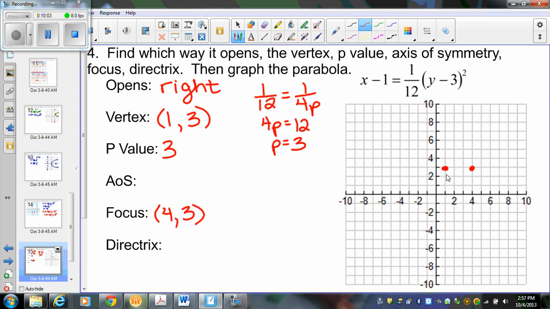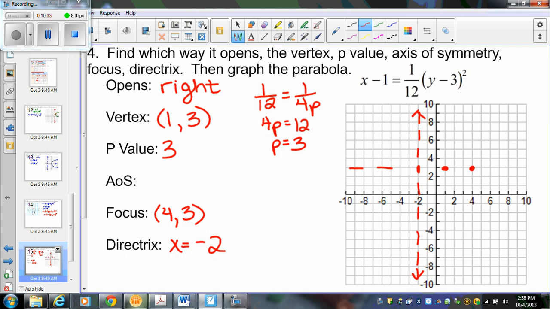Then for my directrix line, I'm going to go back to my vertex, and I'm going to go -3 in the x direction and draw that line. And so that equation, since it's vertical, remember it's x equals, and what does x equal? Well, it goes through -2 on the x-axis, so x equals -2.